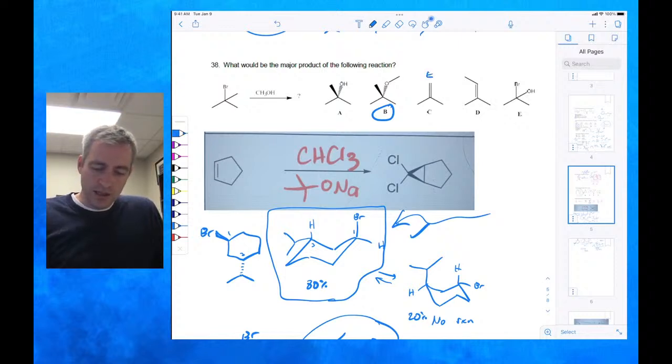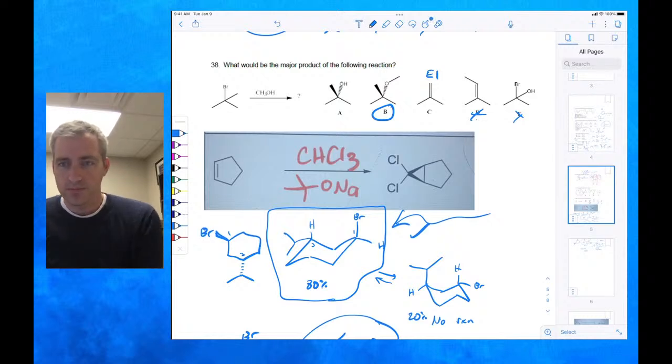C would be like the elimination reaction, which is probably going to be the next most important product. A you cannot make. If you're adding an OH, you need water. If you're adding an OCH3, you're using methanol. D somehow added a carbon. It's not D. And E replaced a CH. It's not that either.